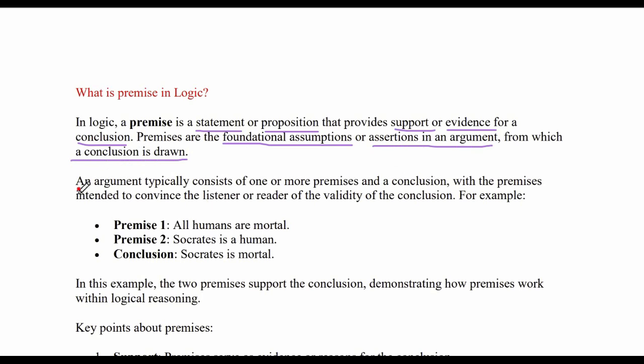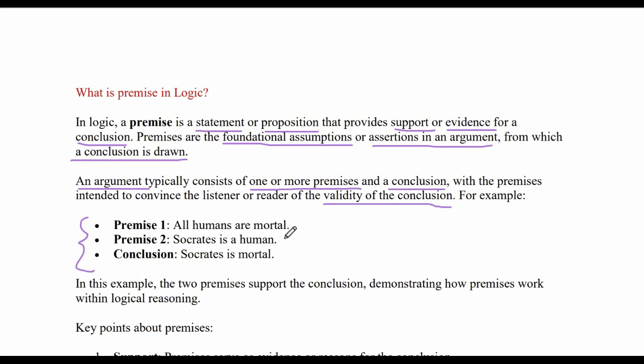An argument typically consists of one or more premises and a conclusion, with the premises intended to convince the listener or reader of the validity of the conclusion. So how do you get the validity of a conclusion? By its premises. For example, we'll now give an example.